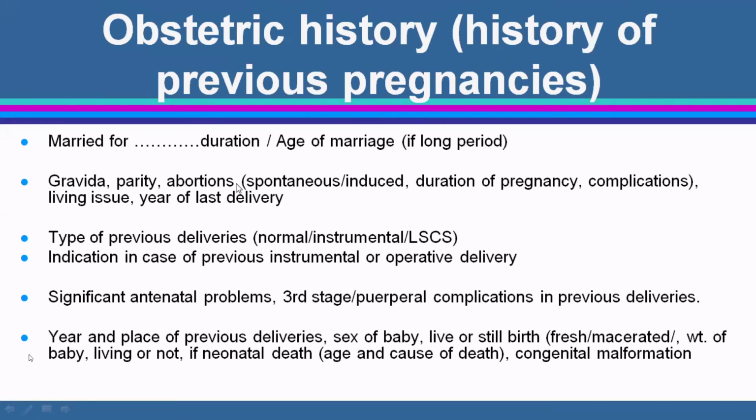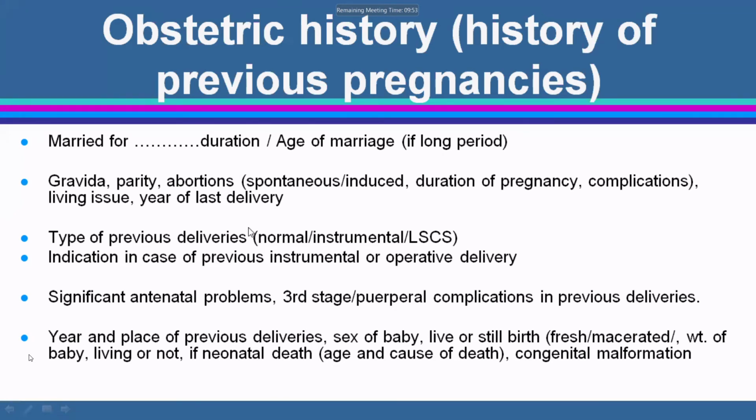Okay. And you also mention the number of abortions she had, whether it was spontaneous or induced, and what was the duration of pregnancy when she had the abortion, and then complications in those pregnancies, and living issue, how many living issue there are, because some of the women may have delivered many children, but living maybe only one or two. So you should mention the living issue also, and year of last delivery.